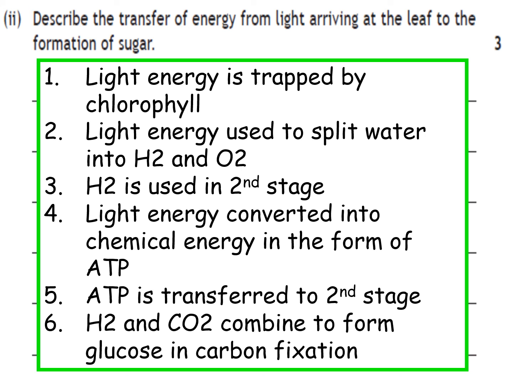Now we also want to see that light energy is changed into ATP in the light reactions as well. And ATP is transferred to the second stage. And in the second stage, which is called carbon fixation, hydrogen and CO2 combine to form glucose with the energy supplied from ATP. And you could also say this is called carbon fixation.